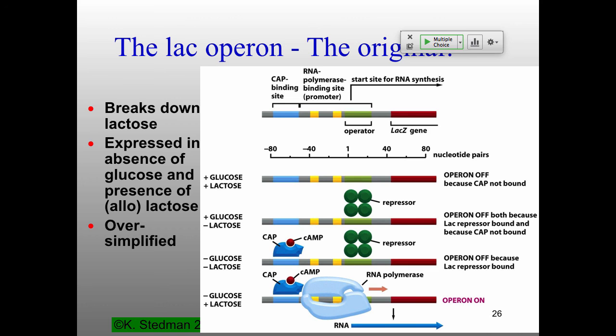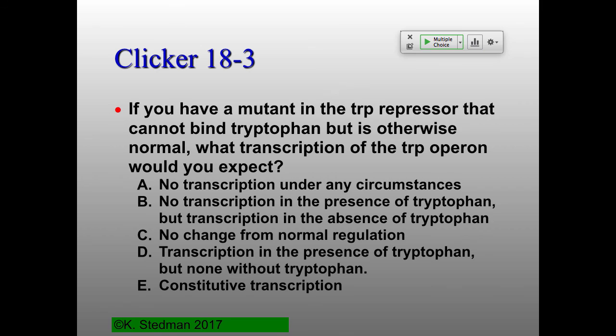Okay, everybody's happy with regulation? Yes? Good, then we can ask one more question. Okay, so if you have a mutant in the TRP repressor that cannot bind to tryptophan but is otherwise normal, what transcription of the TRP operon would you expect? No transcription under any circumstances, no transcription in the presence of tryptophan but some in the absence, no change, presence of tryptophan but none without, or a constitutive transcription. Constitutive transcription means on all the time.